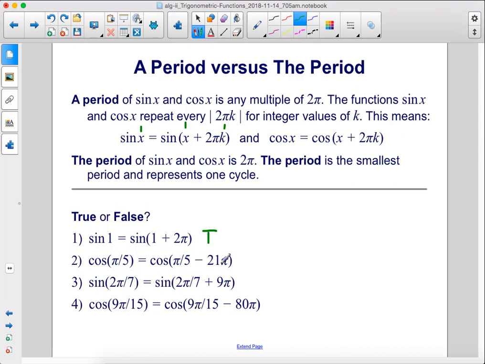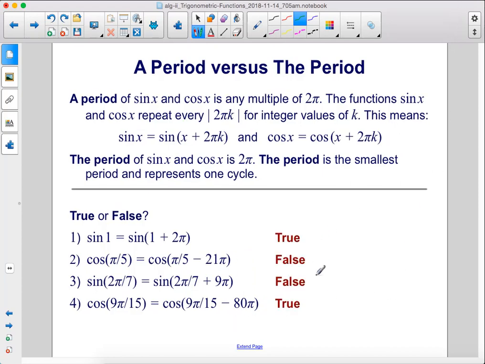Here, however, we have 21 pi. This is not a multiple of 2 pi. This is an odd number, 21. So this is false. 9 pi is also an odd number. So this is false. We can't divide this evenly by 2 pi. However, 80 pi, this is an even number. We can divide this by 2 pi. The k value here would be 40. So it's like 2 pi times 40 gives us this 80 pi. So this one is also true. True, false, false, and true.